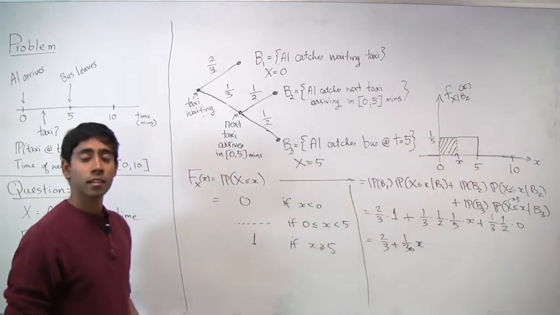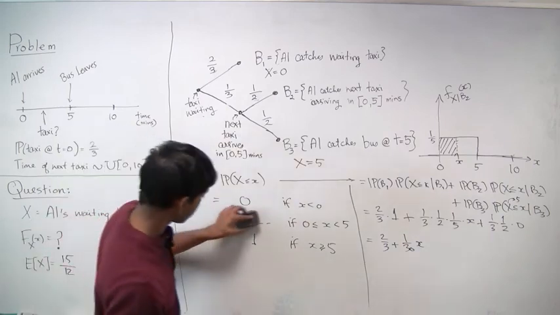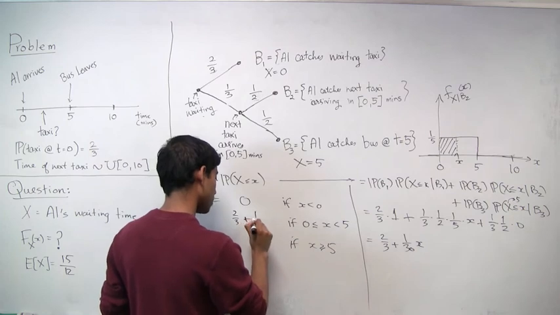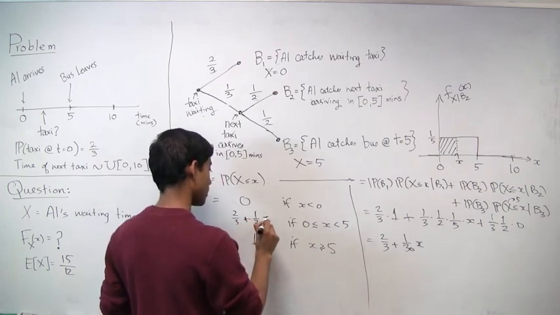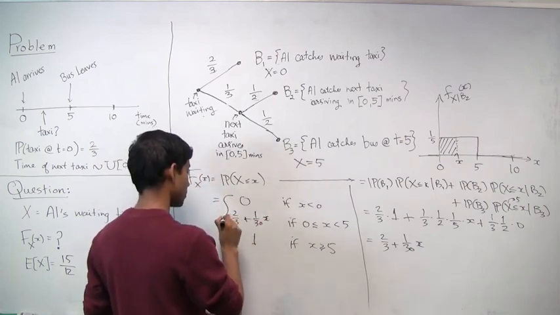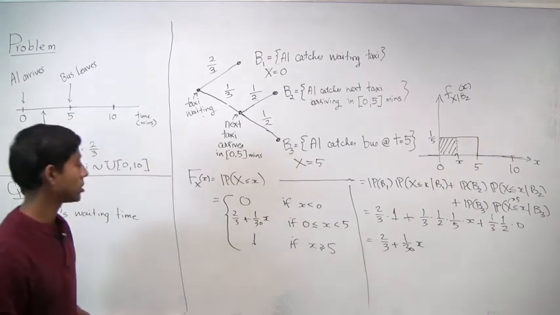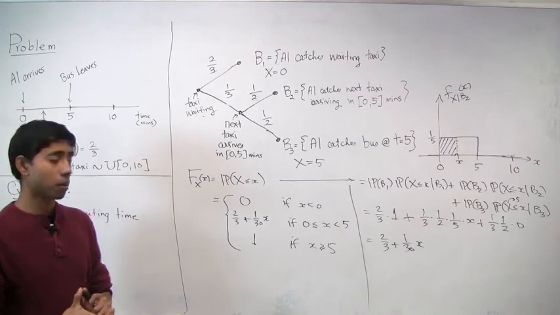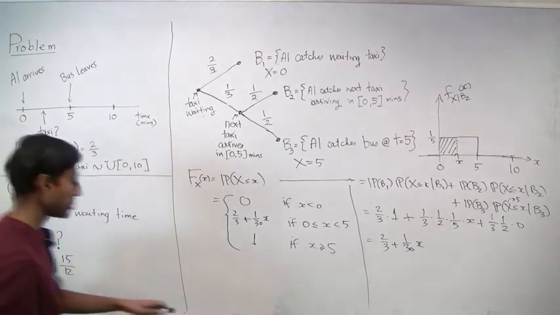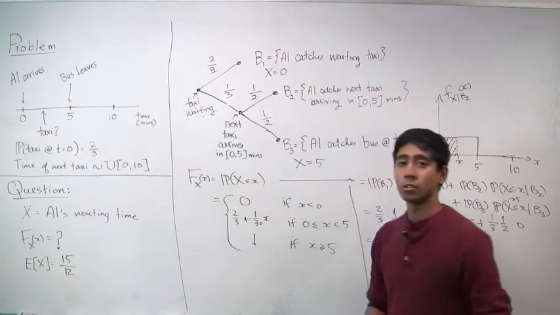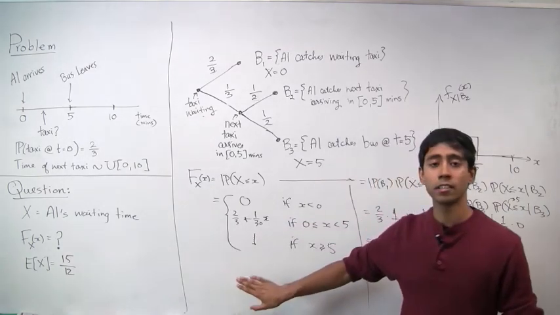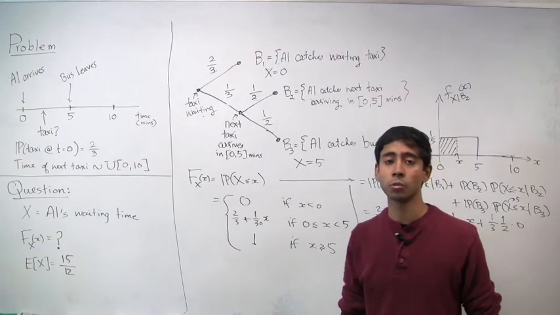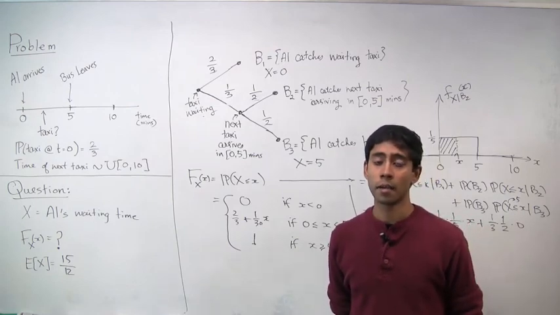Okay. And now we can fill this in. 2/3 plus 1/30 x. And this is our CDF. Okay. So now we've finished the problem. We've computed the expected value here and then the CDF here. And this was a great illustration of how you would do so for a mixed random variable.